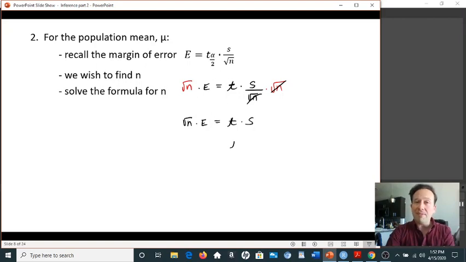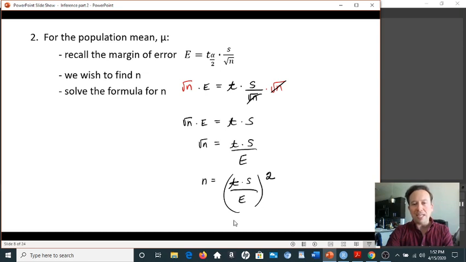And then I'm solving for n. So now I divide both sides by e, and I get t times s over e. To finally isolate n, I square both sides, and I get this expression. So n will be t times s over e, squared.